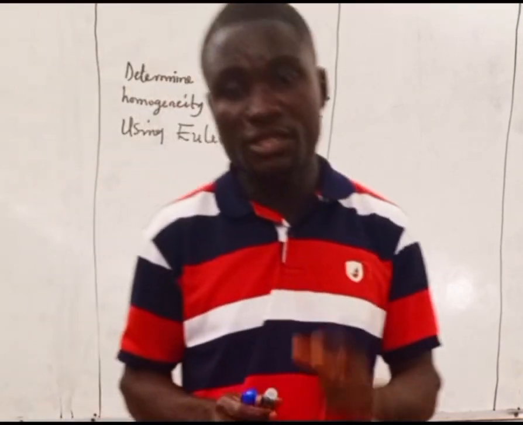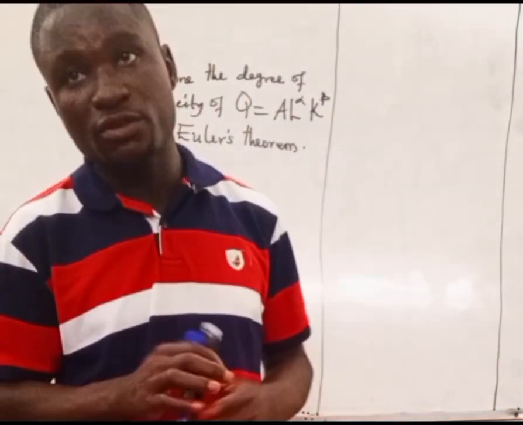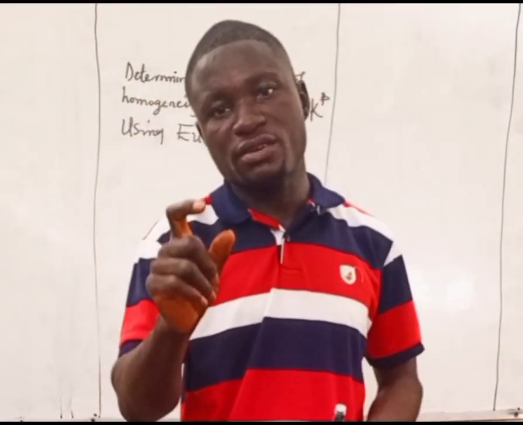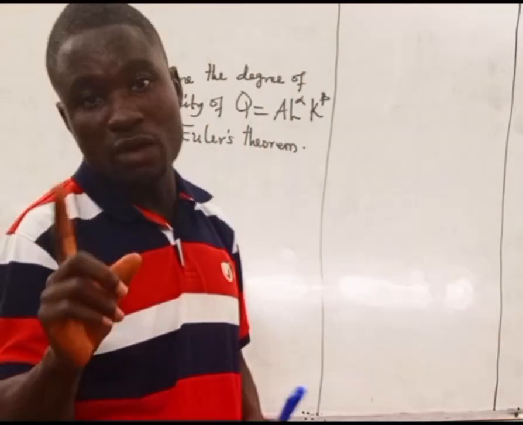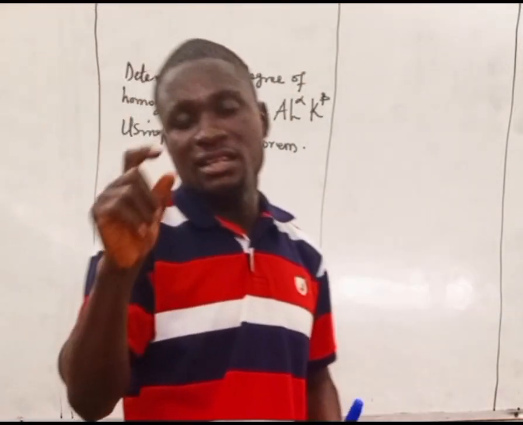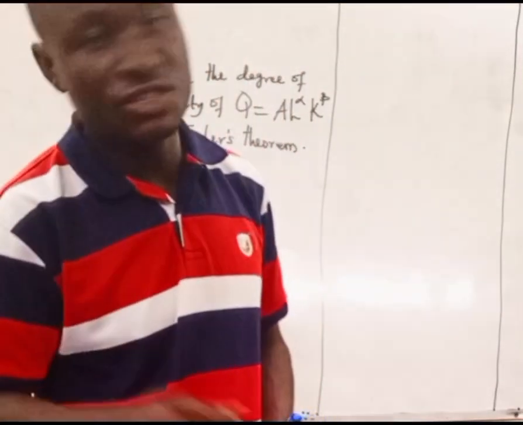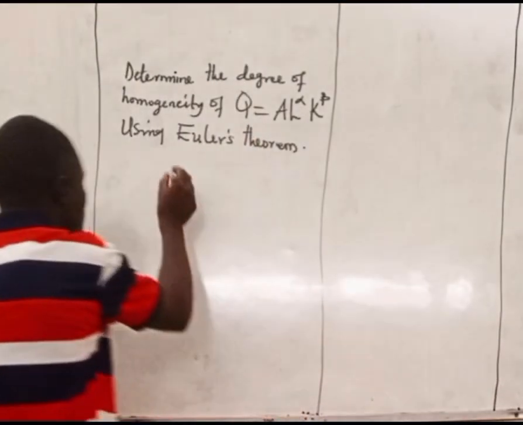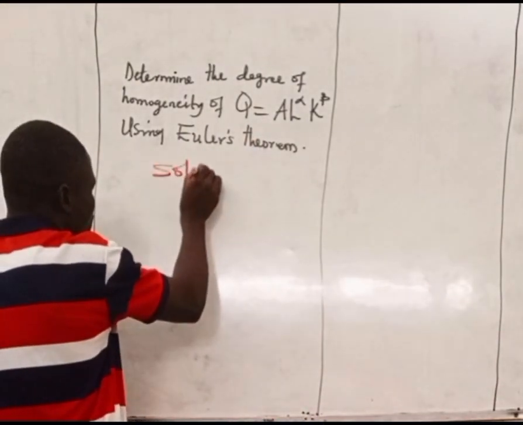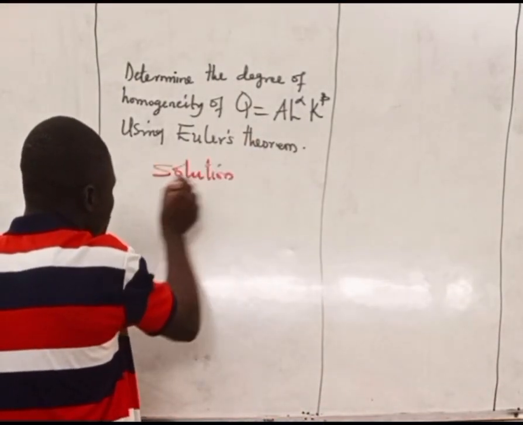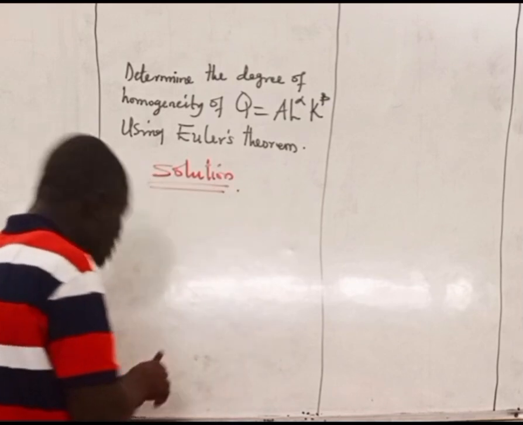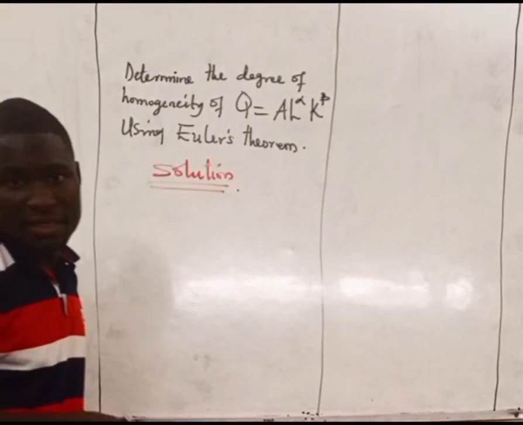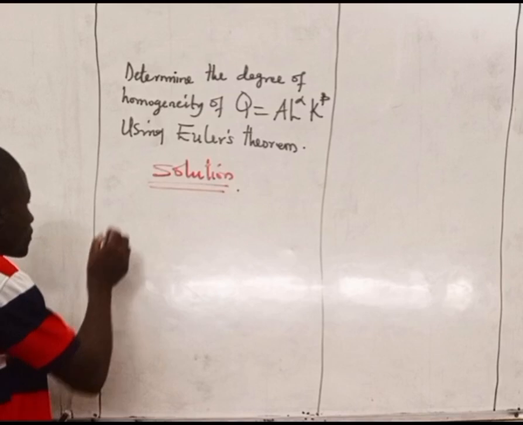We need to determine the degree of homogeneity of this function using Euler's theorem. And it's very, very simple to analyze once you understand the concept of Euler's theorem. Now, if we want to solve this problem, let's say we have a solution here. This is our solution. You should remember that Euler's theorem is given by a formula.